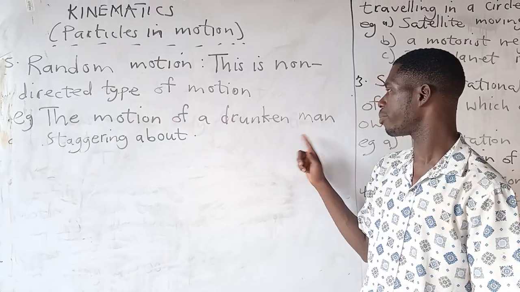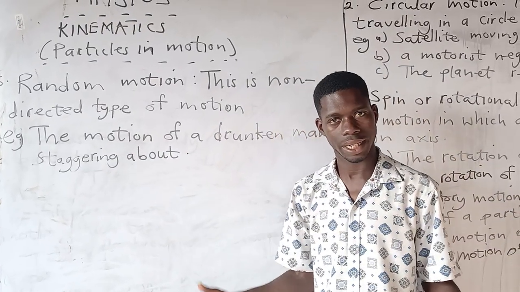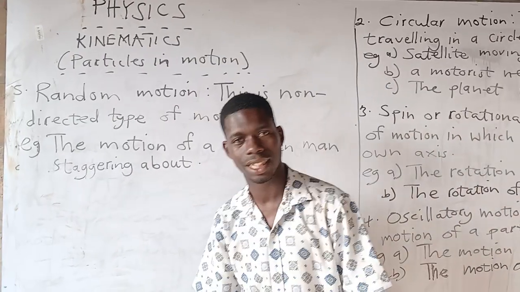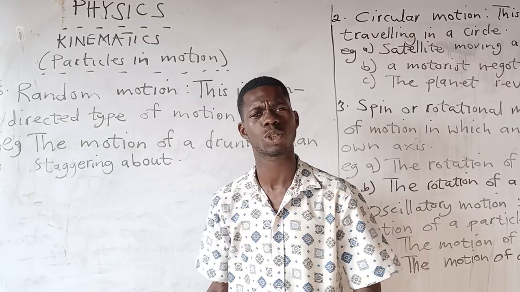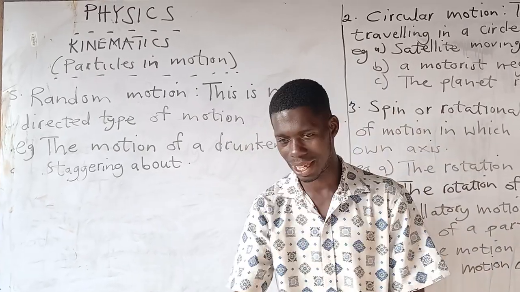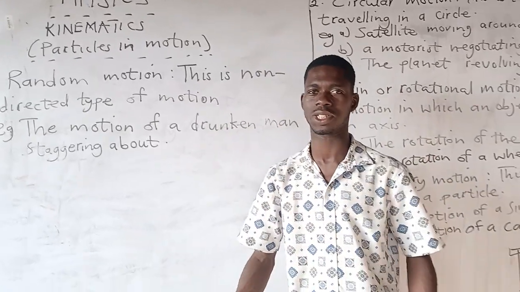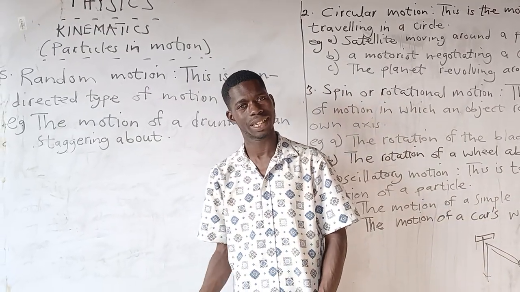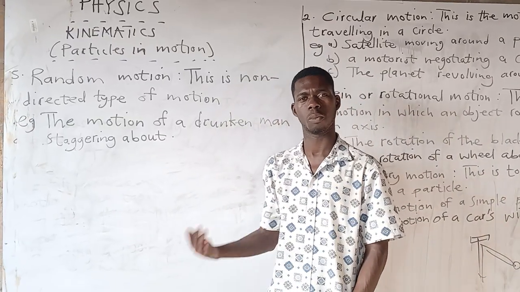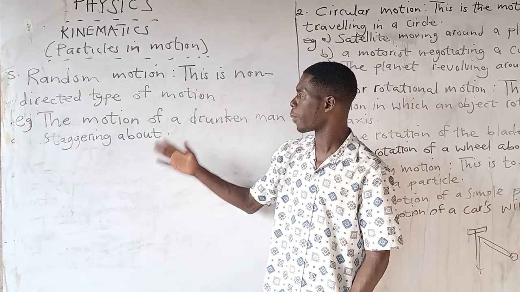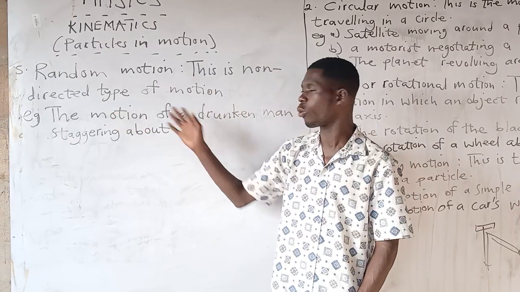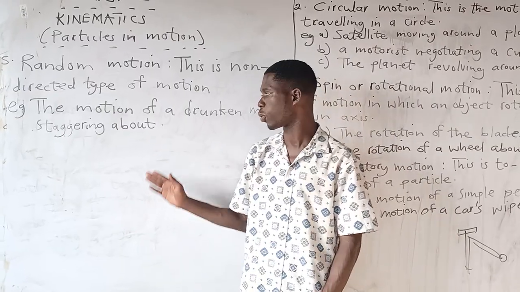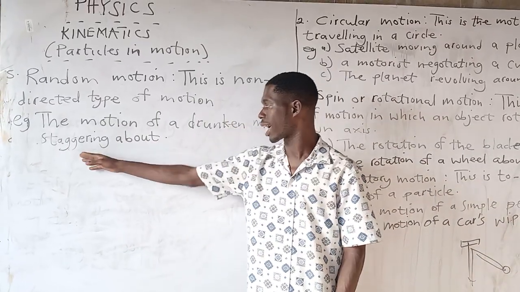You can see a drunken man. When that person is moving, he moves like this. That man doesn't know where he is going. That's random motion. He will pass here, come here, pass here, move in front. So random motion is a type of motion in which a body moves in a non-directed, haphazard way. An example is the motion of a drunken man staggering about.